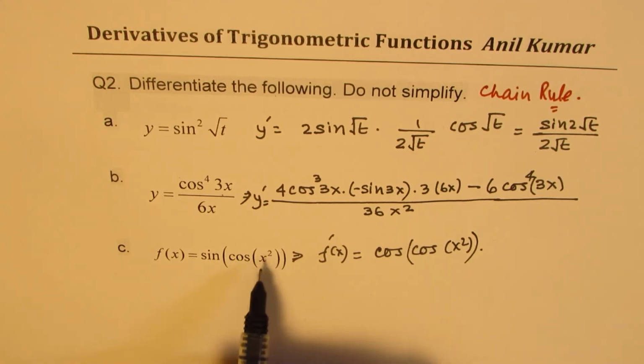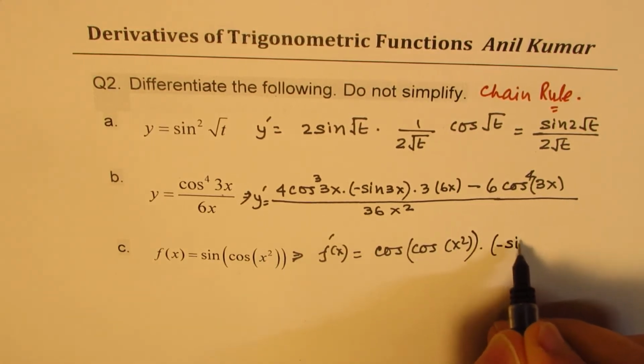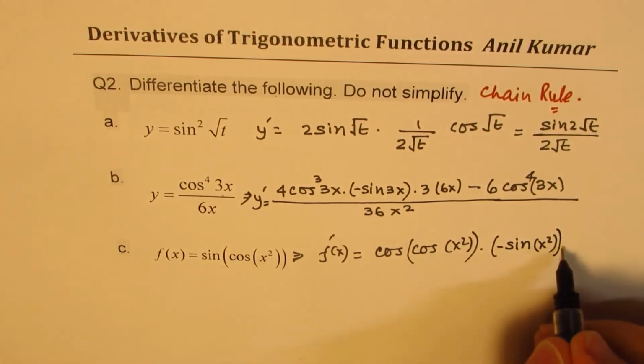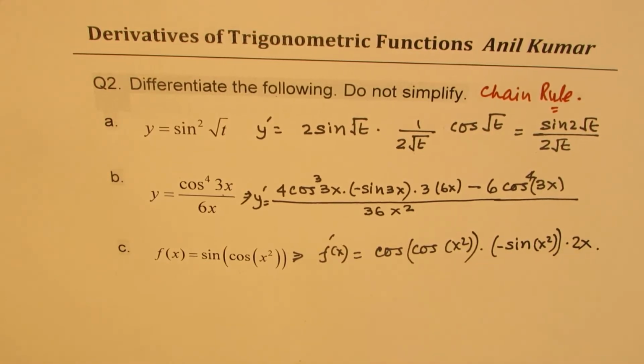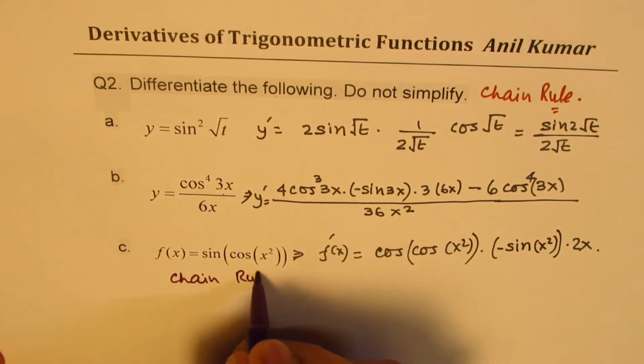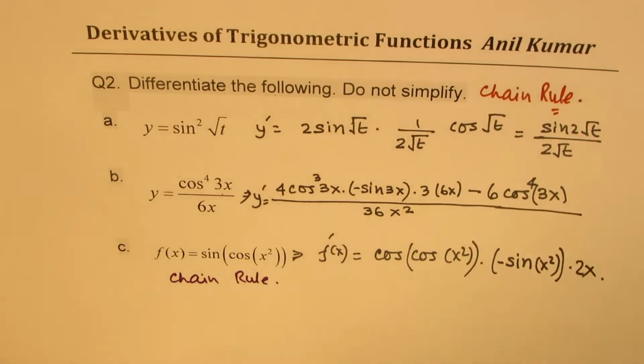So cos x squared derivative will be minus sine x squared, right, times the derivative of x squared, which is 2x. You get the idea. So that is how you have to find the derivative. So this time we had a chain rule. Perfect. So you may simplify these questions, solutions, right?